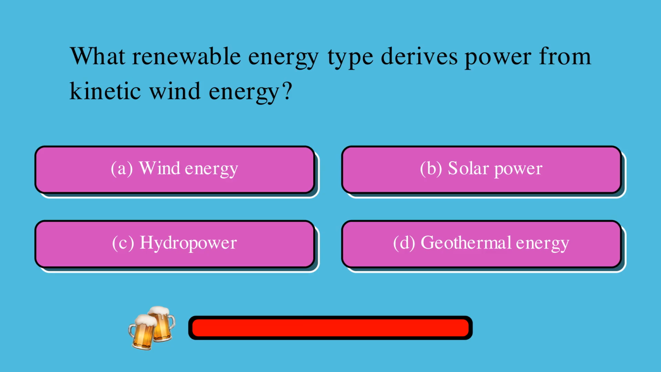What renewable energy type derives power from kinetic wind energy? Is it A, wind energy, B, solar power, C, hydropower, or D, geothermal energy? The correct answer is A, wind energy.